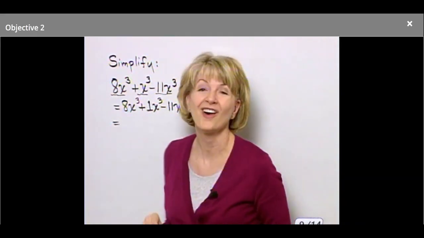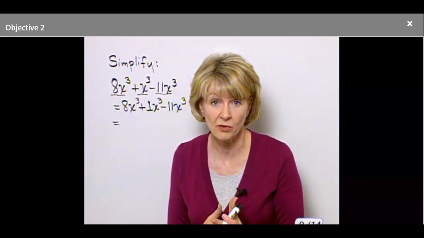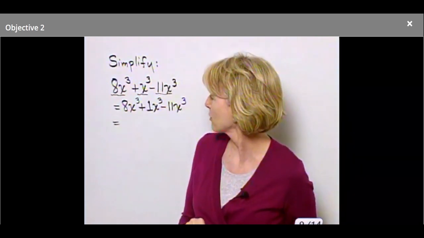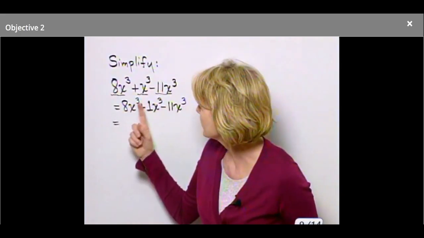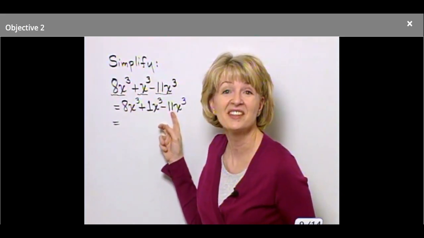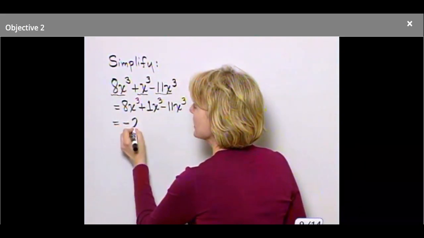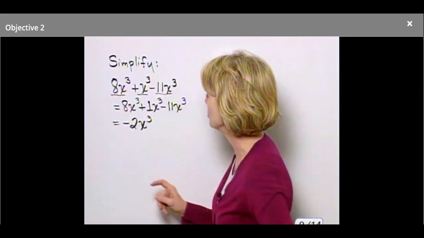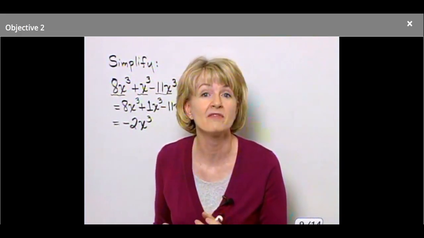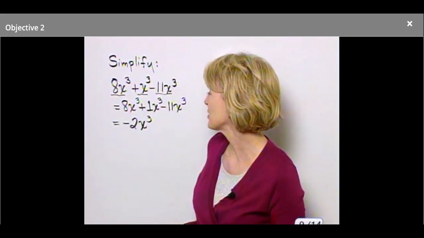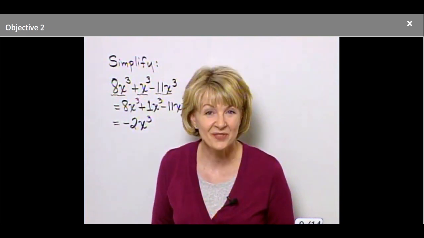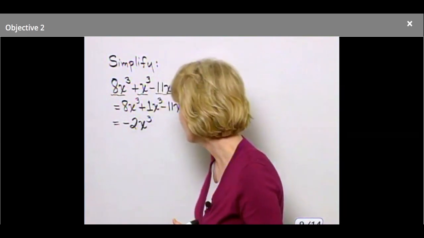Since they are all like terms, let's combine numerical coefficients and then multiply by the common variable raised to the power of 3, x cubed. This is then 8 plus 1, which is 9, and then 9 minus 11 is negative 2, so this is negative 2x cubed. So we combine the numerical coefficients, then we multiply it by that common variable factor, in this case, x cubed. We have combined like terms, and this simplifies to negative 2x cubed. Let's look at another example.